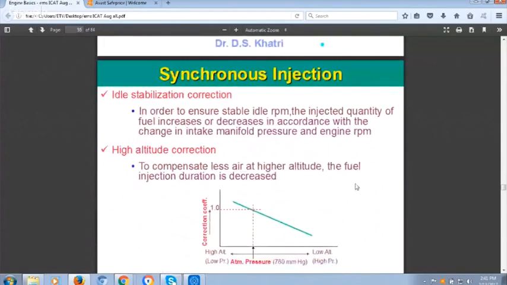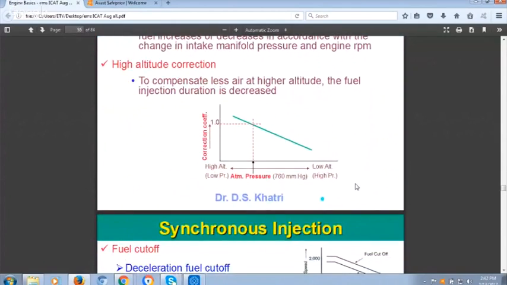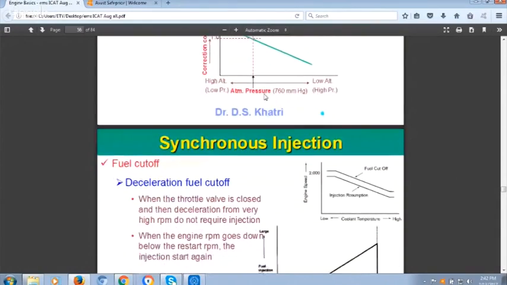Idle stabilization, high altitude correction. At high altitude, atmospheric pressure may be low or high. Accordingly, I can change the duration of injection. If the pressure is low, I will make the duration of injection low.